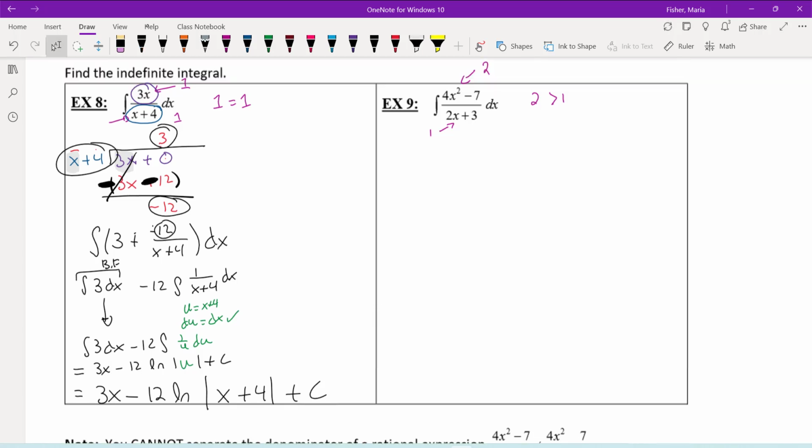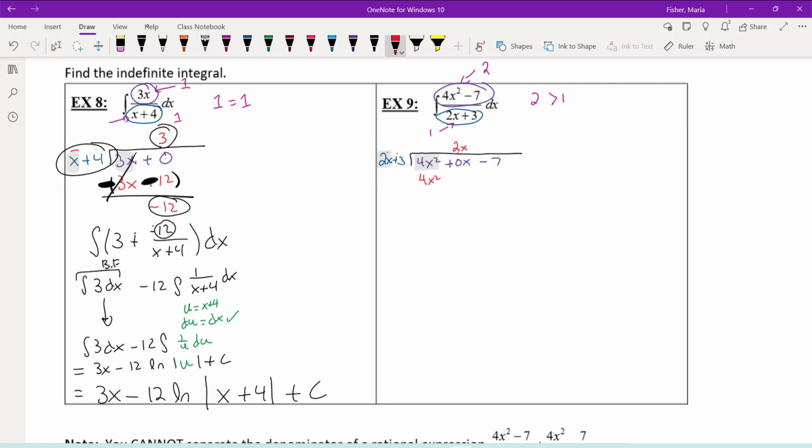Number 9, the indefinite integral of 4x squared minus 7 over 2x plus 3. Well, it's a rational expression, and I notice that the degree of the numerator is greater than the degree of the denominator, so I start with long division of polynomials. I grab the divisor, 2x plus 3, and that goes into my dividend of 4x squared minus 7. Well, notice I don't have a linear term, so I add in a 0 placeholder for my linear term, and then minus 7. Now, what do I need to multiply 2x by so it becomes 4x squared? Well, I need to multiply it by 2x. So I line this up. 2x times 2x is your 4x squared.